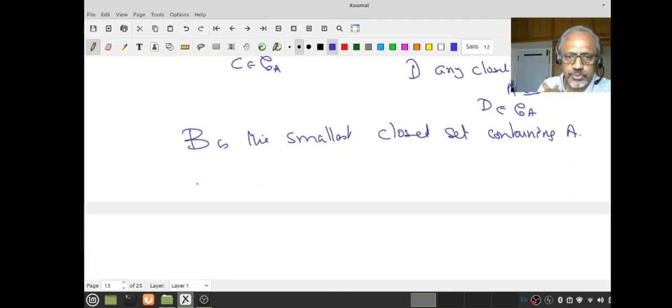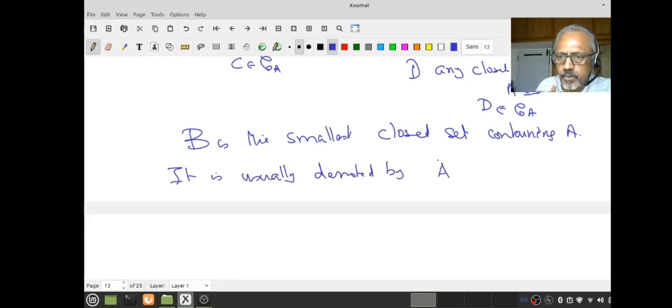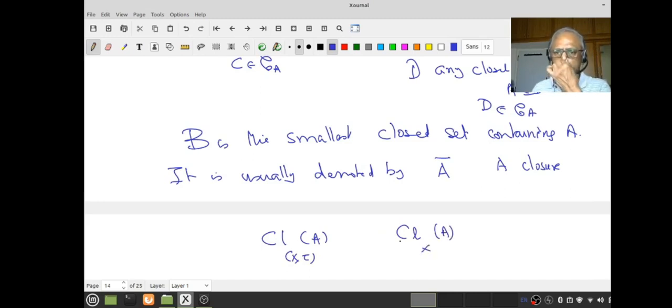So this B is usually denoted by A closure. If you want to be somewhat more specific, closure of A in the space (X, tau). If the topology is also clear, then you simply say closure of A in X. So any one of the notations; it all depends on how much you want to emphasize. If X and tau are fixed, then I don't have to worry about it.